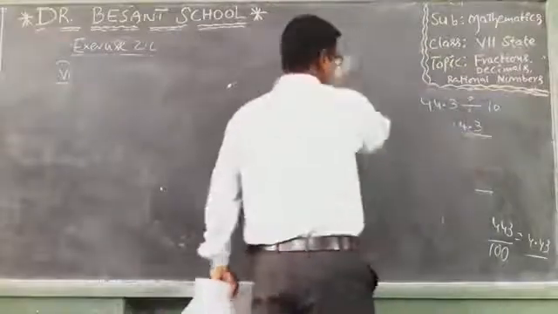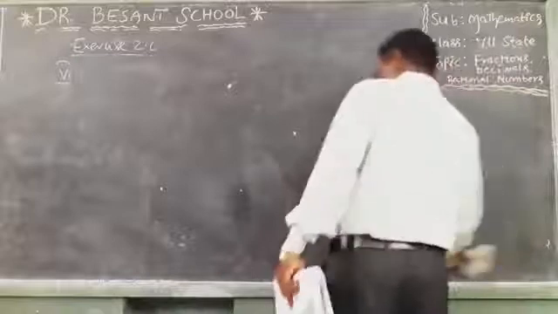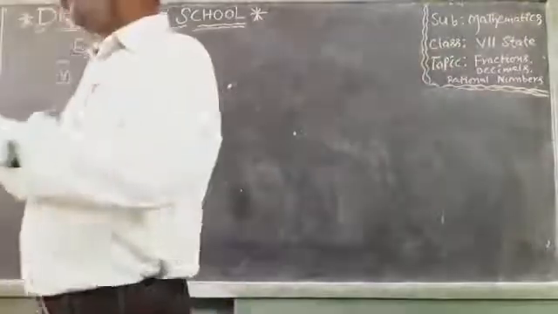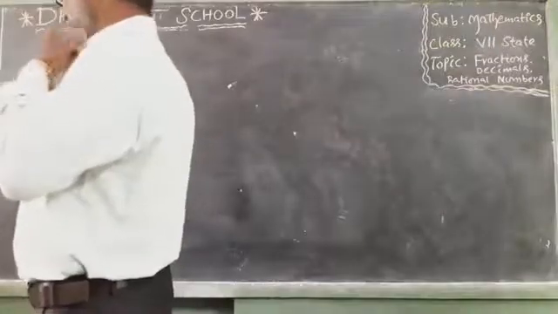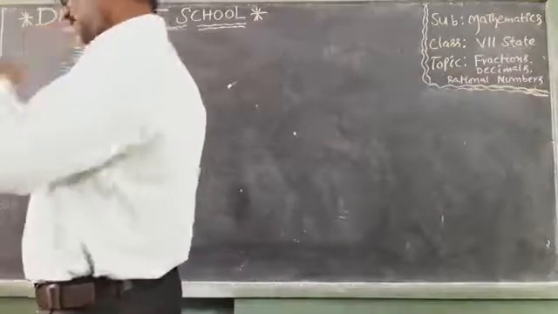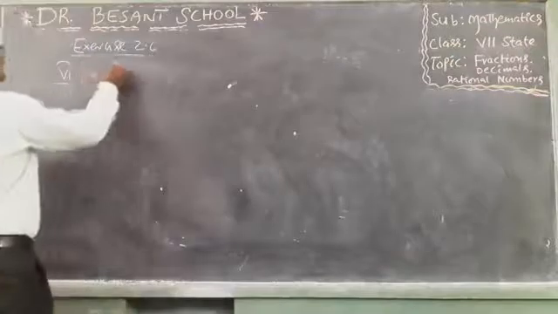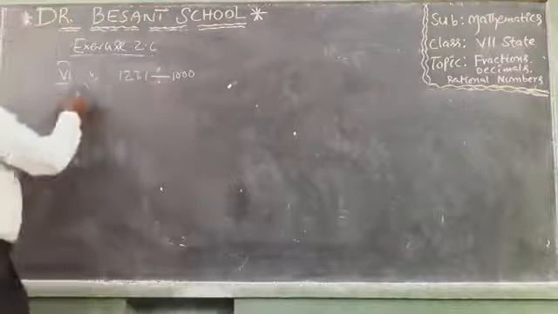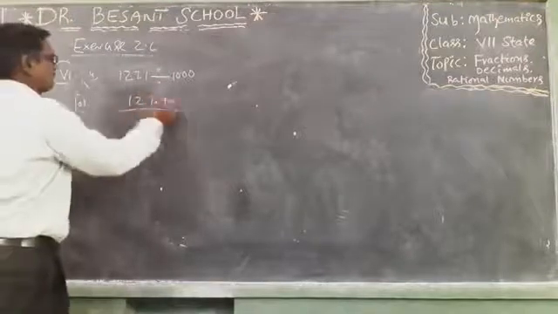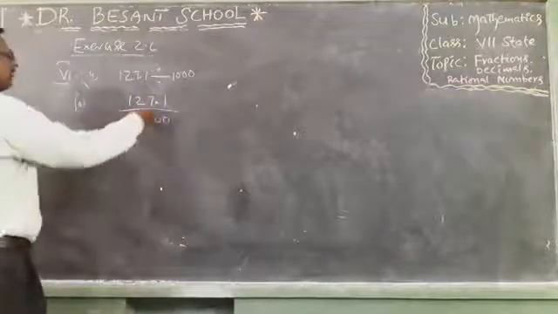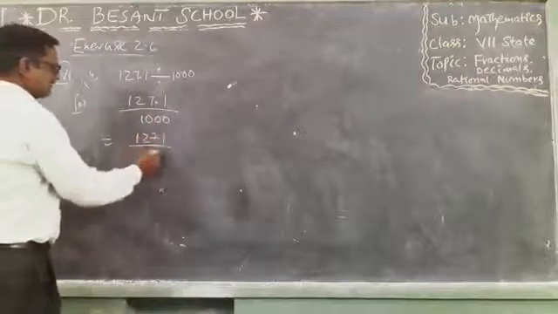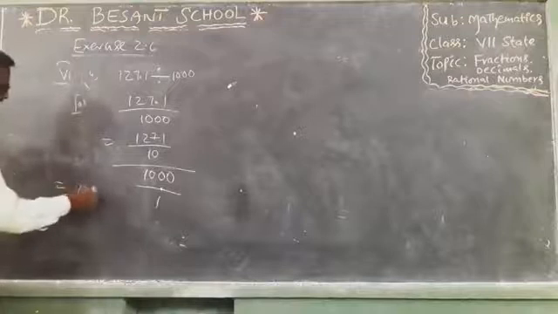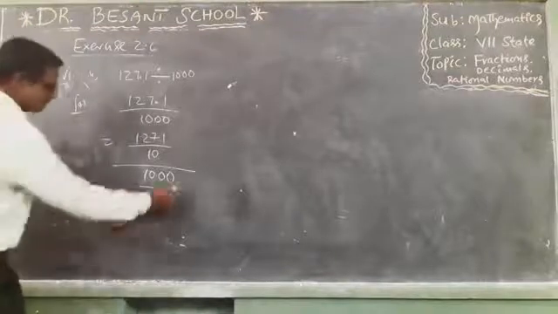Come to the fourth problem from this sixth Roman. 127.1 divided by 1000. This is 127.1 divided by 1000. 127.1 can be written as 1271 by 10. Whole by 1000 means 1000 by 1. It is 1271 by 10 into 1 by 1000.